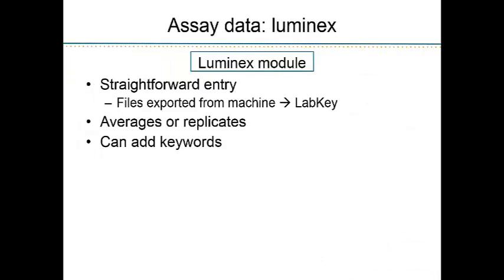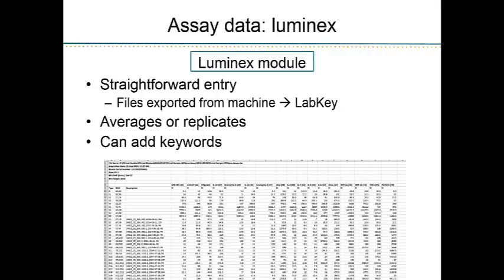Our second assay data that we create is bioplex data, and we use the LabKey luminex module that's already there. It's very straightforward. The files get directly exported from the machine in an Excel format, and then we put it into LabKey. What's really nice is that you can use averages or replicates, so if you're interested in QCing your data in a certain way or looking at it in a certain way, they have that flexibility. And we can add keywords directly into the Bio-Rad software, which then gets parsed out into LabKey.